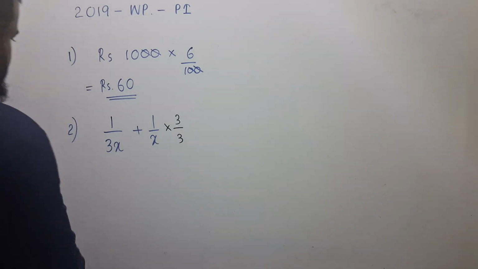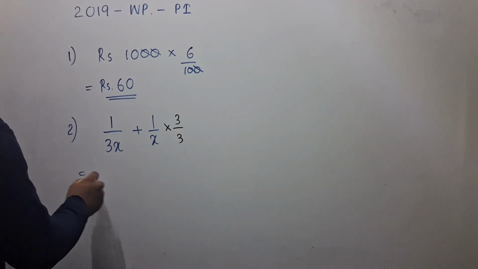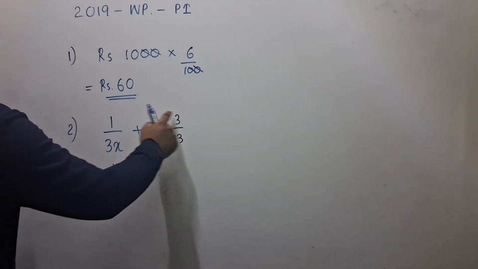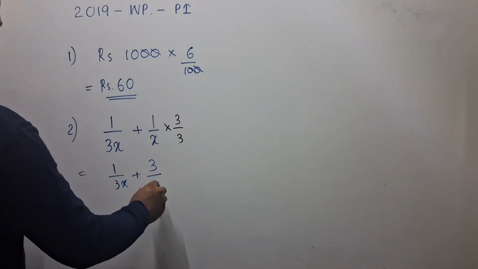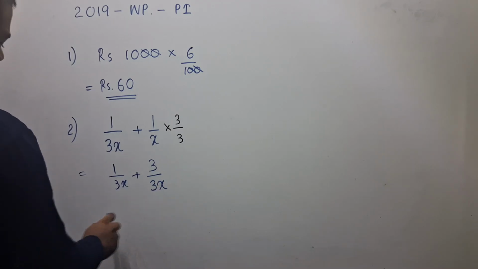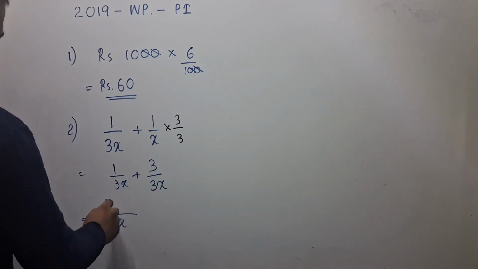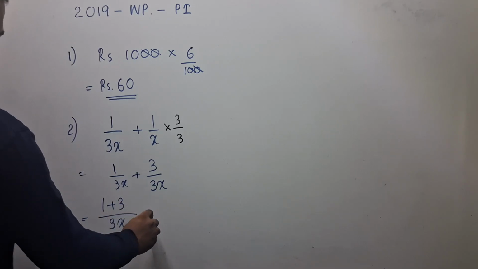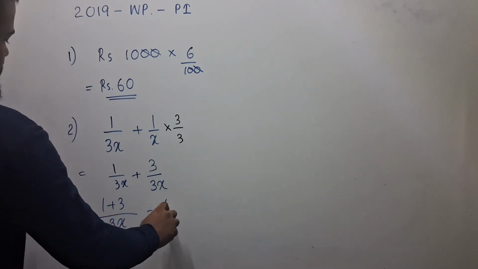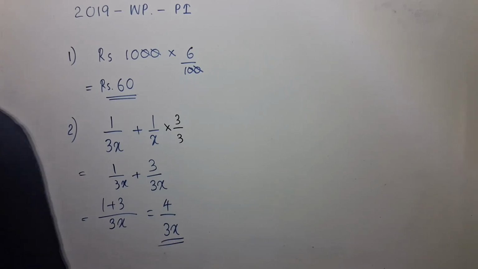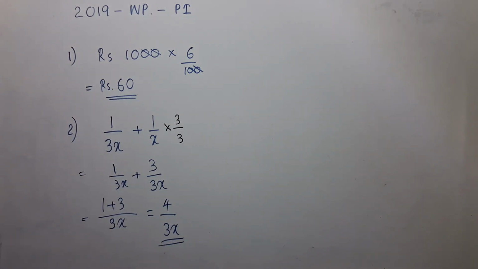Then it becomes 1 over 3x plus 1 into 3, 3 over 3x. Now we can take 3 as common. 1 plus 3 becomes 4. 4 over 3x. That's the answer.